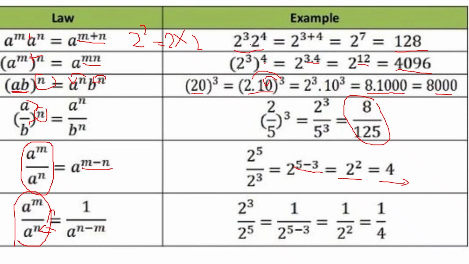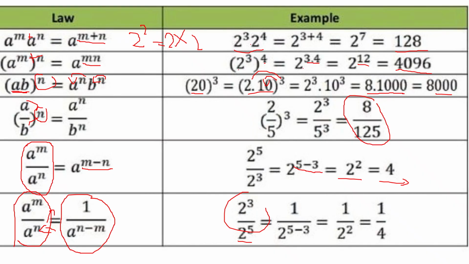Now, this one here, we only do this when the exponent on the denominator is greater than the exponent on the numerator. Therefore, an example can be: we have 2 to the power of 3 all over 2 to the power of 5. That's why you see we're going to put 1 all over 2 to the power of 5 minus 3.